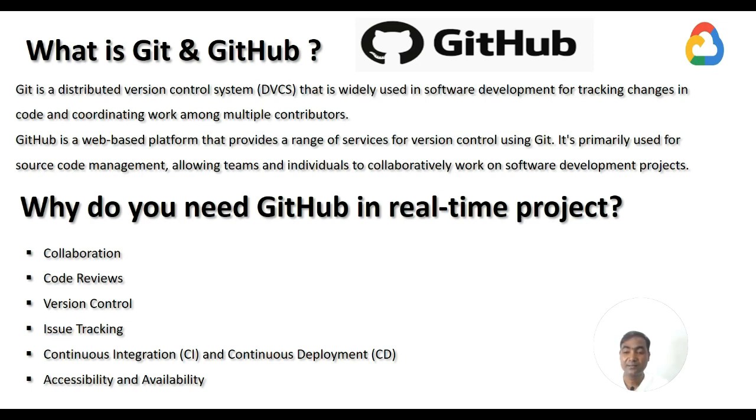Collaboration: guys, a real-time project often involves multiple developers working on different parts of the code simultaneously. GitHub provides tools for managing contributions, merging changes and resolving conflicts. In code review, it means guys, GitHub facilitates code reviews through pull requests. This allows team members to review each other's code and suggest improvements and ensure that the code base meets quality standards for your project requirement.